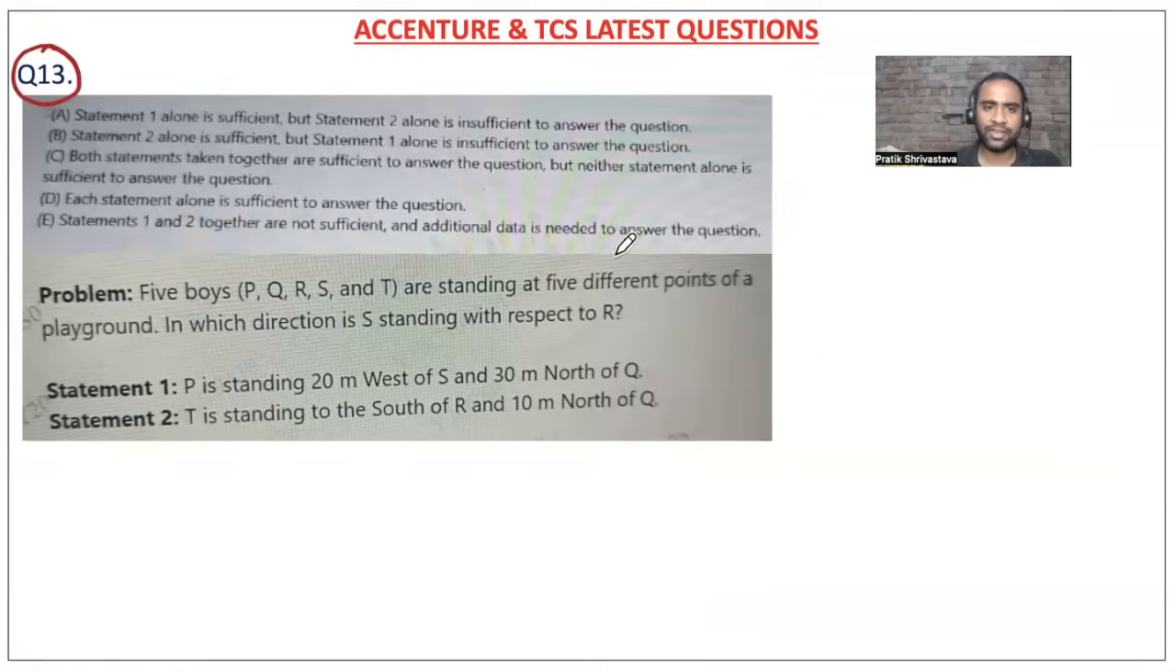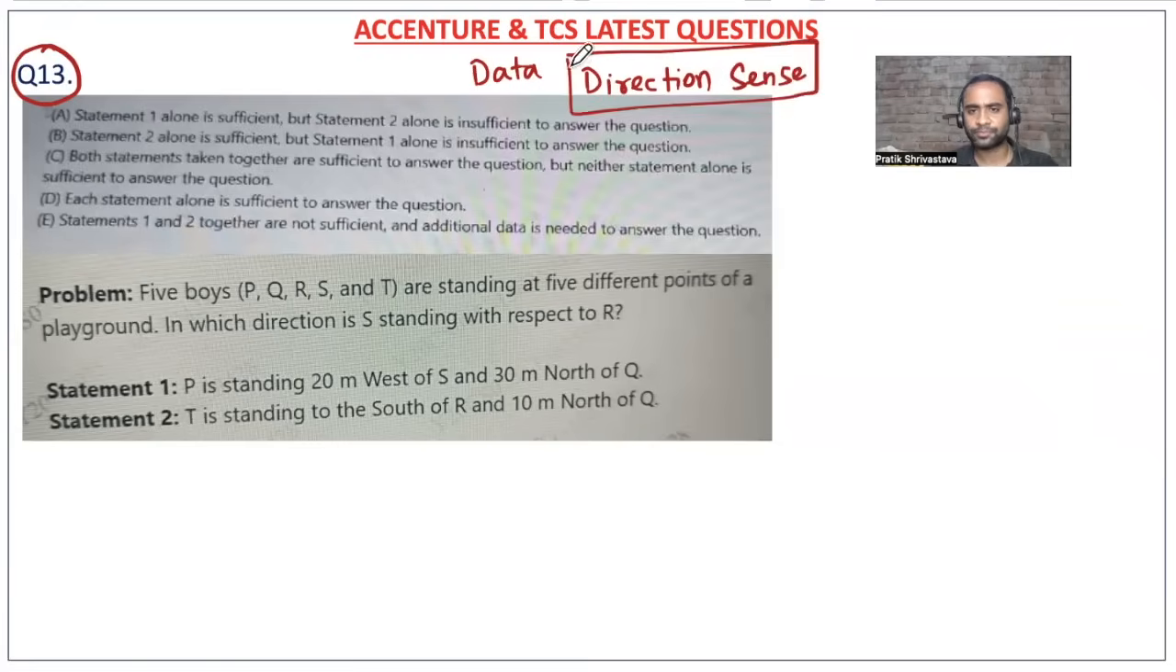Question number 3 is again a data sufficiency problem, but this is from the topic direction sense test. Okay. Now let us try to solve. 5 boys are standing at 5 different points of a playground. In which direction is S standing with respect to R? Okay, fine. Statement 1 is telling P is standing 20-meter west of S.